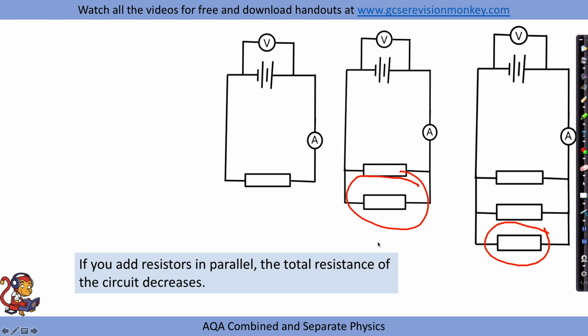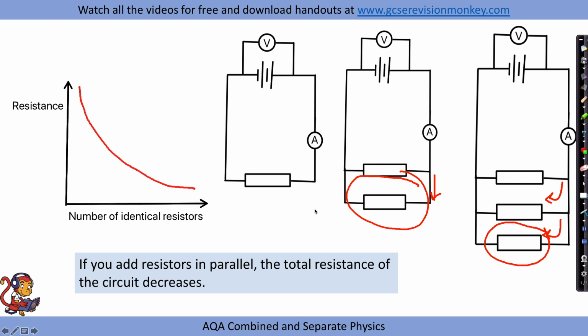However, in this case, with parallel circuits, you should find that if you add resistors in parallel, the total resistance of the circuit actually decreases, because you can think of it as providing alternative pathways for the electrons, which therefore allows the electrons to flow more easily around the circuit. So in this case, your relationship would be as the number of resistors increases, the total resistance actually decreases.